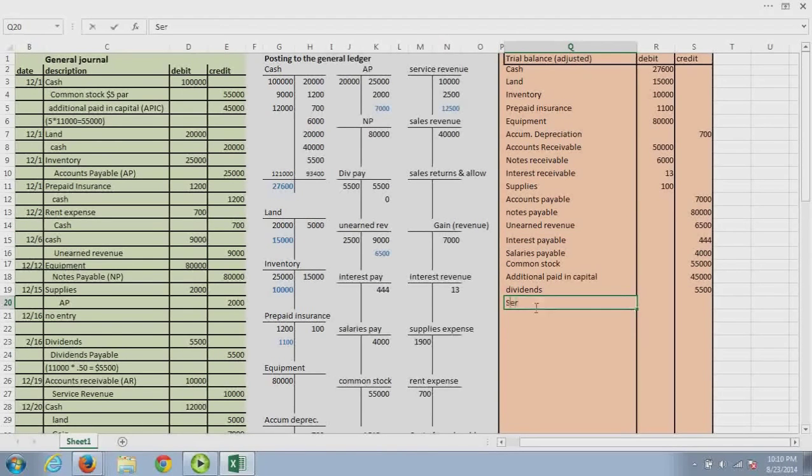So we have service revenue, credit balance, of course, whatever it takes, again, to increase the account. Sales revenue was 40. Gain.